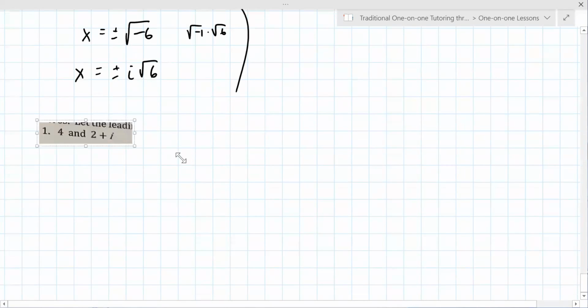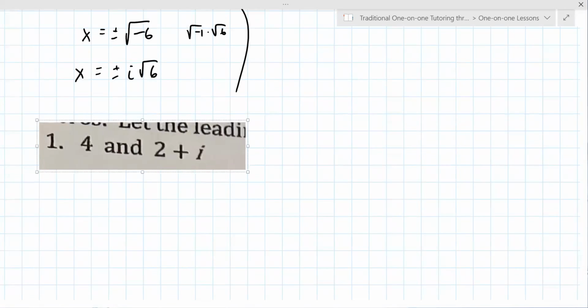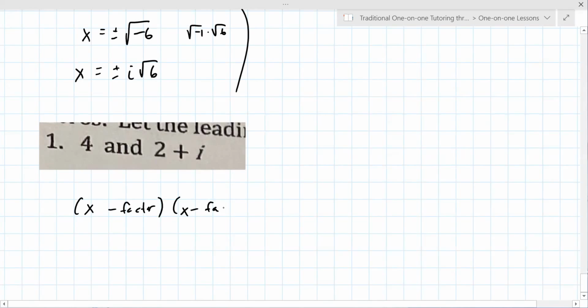It wants you to write a polynomial in standard form. And here's what we're doing. It's x minus a factor times x minus a factor. And you repeat this, and this is your function here. But in standard form, you have to actually multiply all this out.